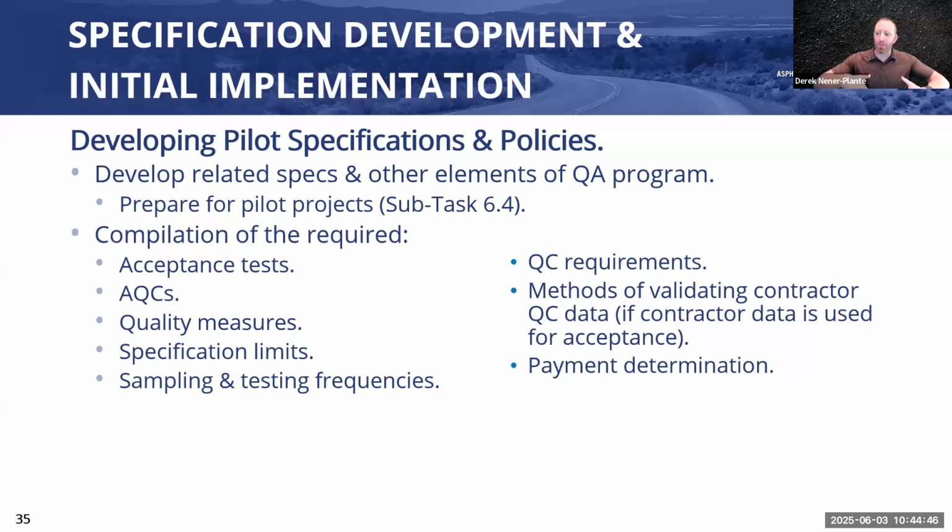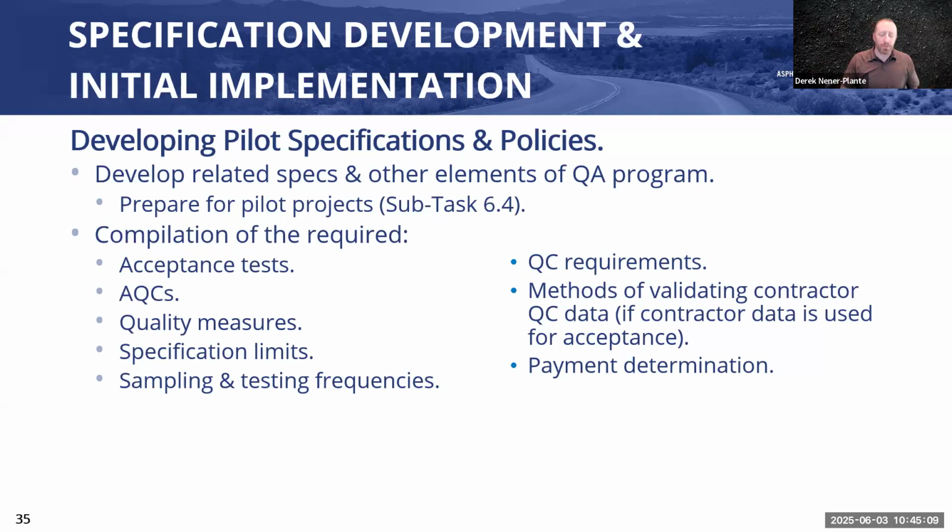So this is almost your checklist. Do I have this? Have I figured this out? Or at least have a starting point? What are my acceptance tests going to be? What are the quality characteristics I'm going to accept on? I would even add, or go into the bullet to the side: am I using contractor data in the acceptance decision? And how am I validating that? Right? That's only as good as the validation process.